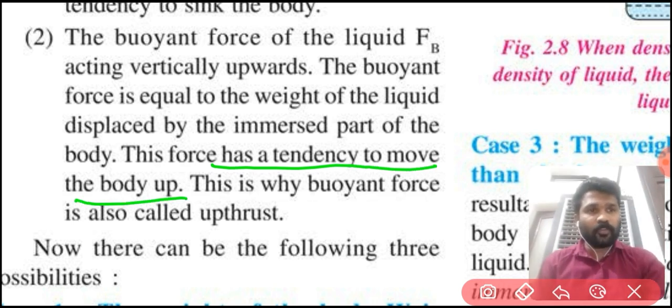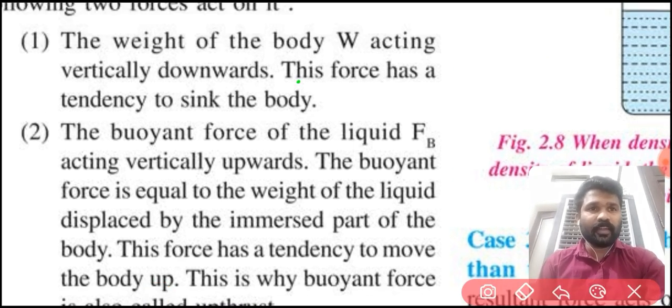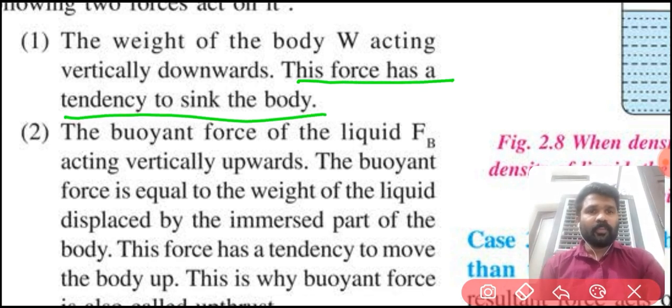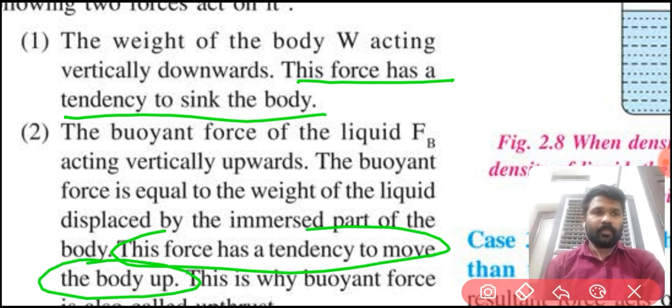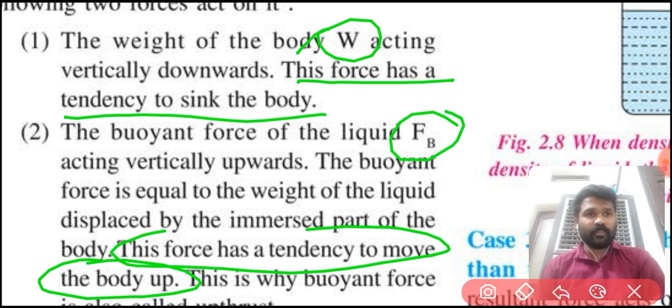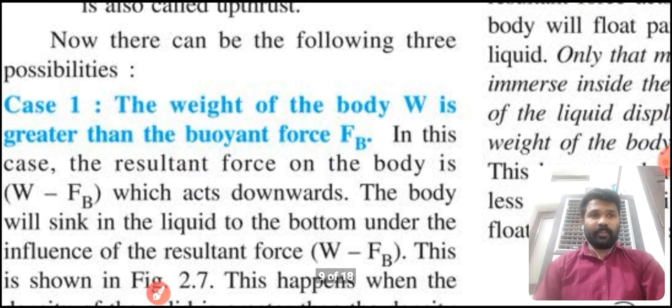Okay, first one, force W. That force has a tendency to sink the body. At the same time, the buoyant force has a tendency to move the body up. You understood now the difference between the force W and FB? Okay, understood now? And now there can be the following three possibilities. Keep in your mind the important point W and FB. By keeping this point in your mind, we can discuss some important cases.